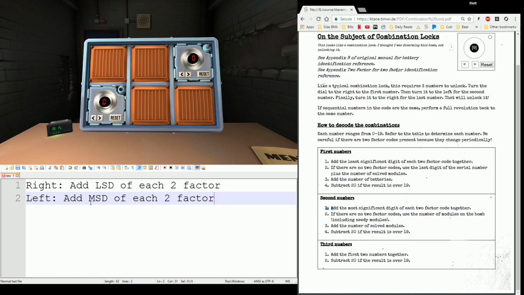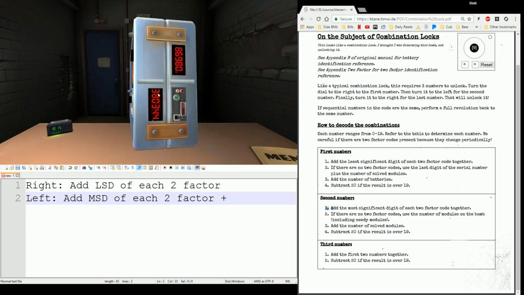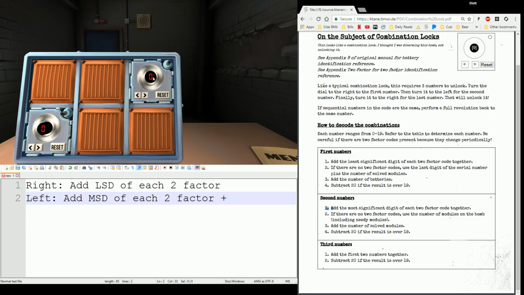So that's going to be the leftmost number, the one with the highest place value. We do have two-factor codes, so we can skip rule 2. We're going to add the number of solved modules. Now, notice I've intentionally thrown in something else that's really easy to solve. But at the moment, we don't have any solved modules, so we don't have to add anything to that.